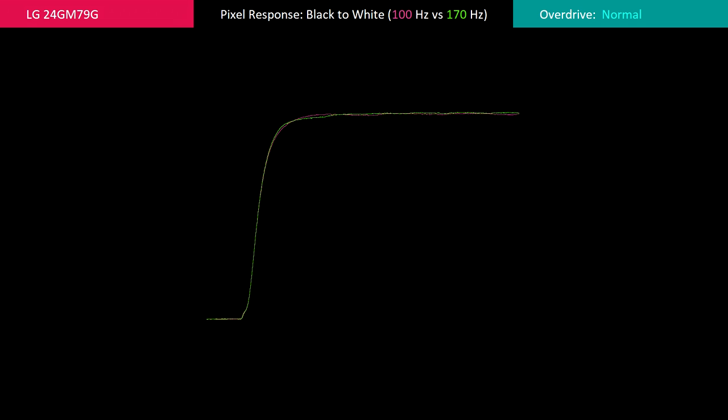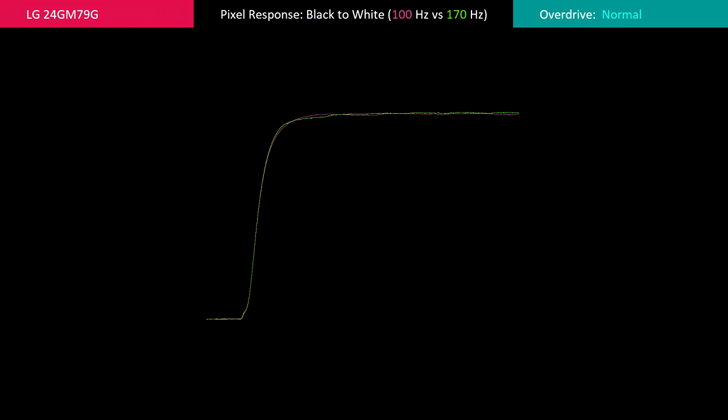Here I've overlaid the two responses, fuchsia for 100Hz and green for 170Hz. I suspect most people, when presented with this picture, would say that there is almost no difference between these two responses. But if you look closely at the green 170Hz response, there's a small shelf just before it reaches its steady-state high average. That shelf accounts for the additional 8 milliseconds.